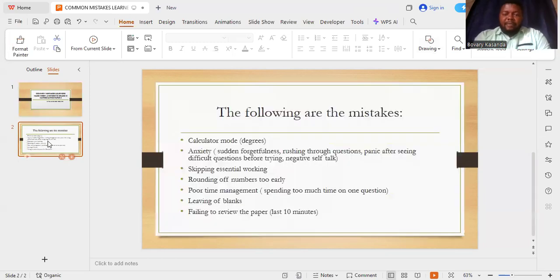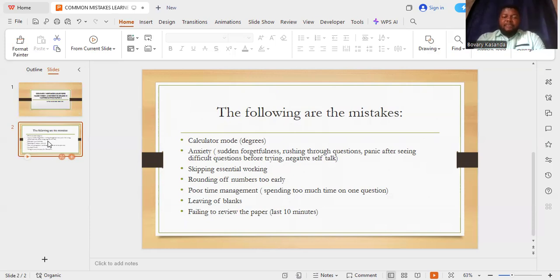All right. The first thing that I'm looking at is a calculator. It is very important that before you even enter an exam room, you check your calculator as a student. You always ensure that the calculator is in degrees and not radians, because once your calculator is in radians, you're going to get everything wrong. So before you enter an exam, ensure that your calculator is in degree mode.